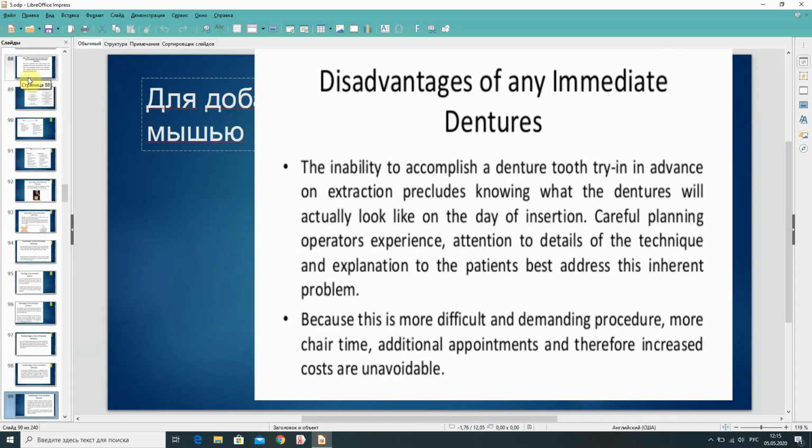Disadvantages of any immediate dentures. The inability to accomplish a denture tooth try-in in advance of extraction precludes knowing what the dentures will actually look like on the day of insertion. Careful planning, experience, attention to details of the technique and explanation to the patient best address this inherent problem. Because this is a more difficult and demanding procedure, more chair time, additional appointments, and therefore increased costs are inevitable.